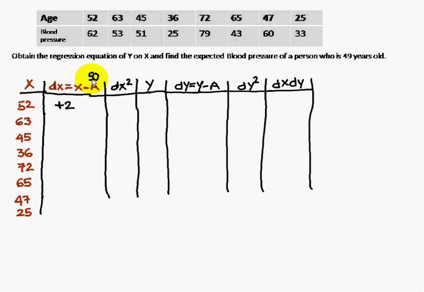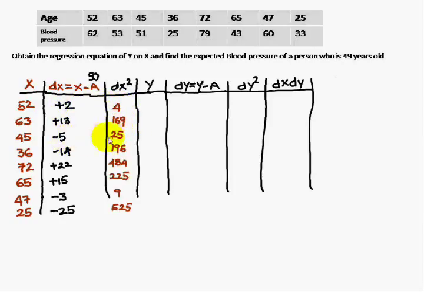So 52 minus 50 is plus 2. Similarly, 63 minus 50 is plus 13. Similarly, 45 minus 50 is minus 5, and so on. Dx square: 2 square is 4, 13 square is 169, 5 square is 25, and so on. 25 whole square is 625.